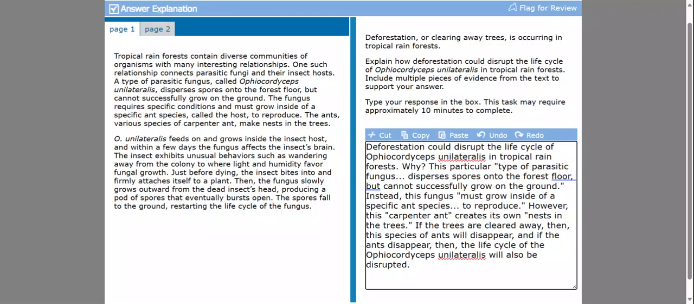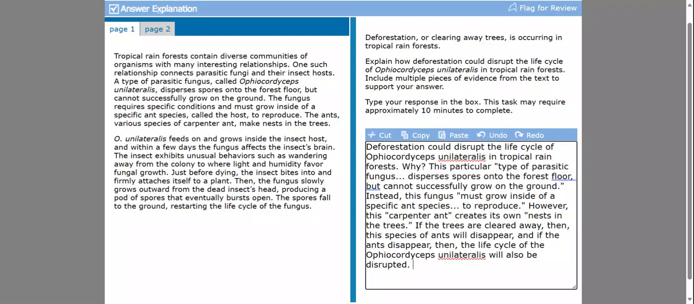Second strategy, once you find the information that you need, go ahead and begin typing your response. And then you can always go back and reread it if you have extra time and you want to add on to it. So now let's look at the question and the response again, just to review. Explain how deforestation could disrupt the life cycle of Ophiocordyceps unilateralis in tropical rainforests. Include multiple pieces of evidence from the text to support your answer.